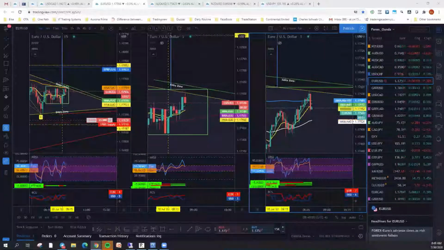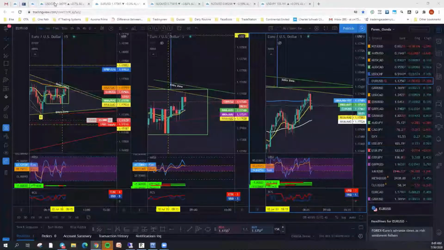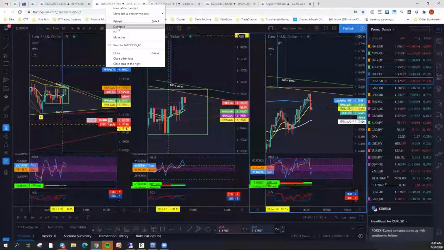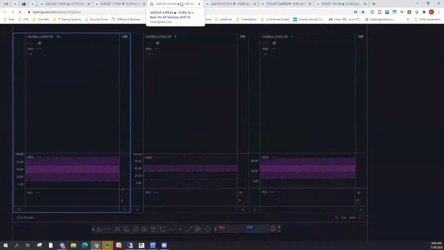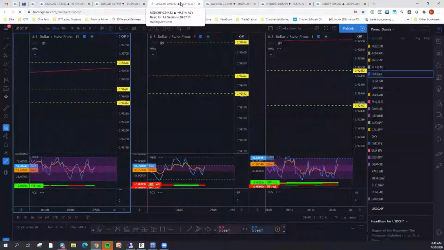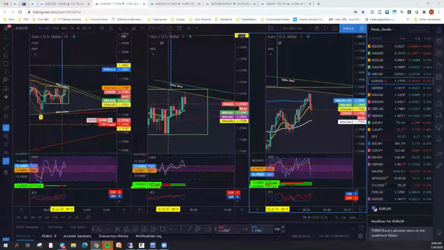Actually, I'm trying to get my other chart set up here real quick. I want to do a duplicate chart here on this one, and that way I can take it over to my other monitor and keep an eye on it.